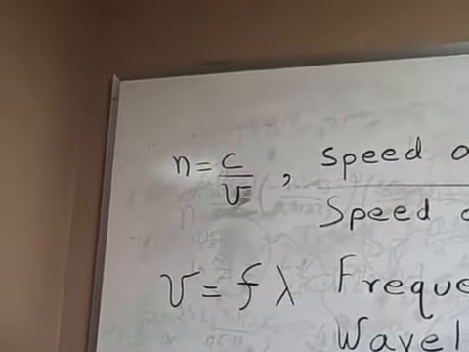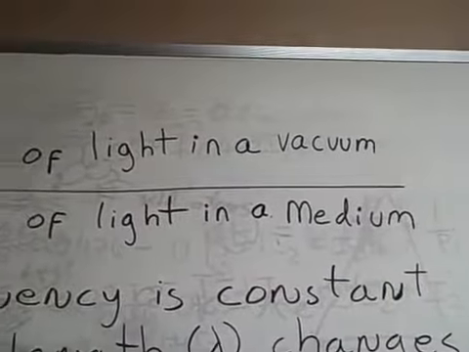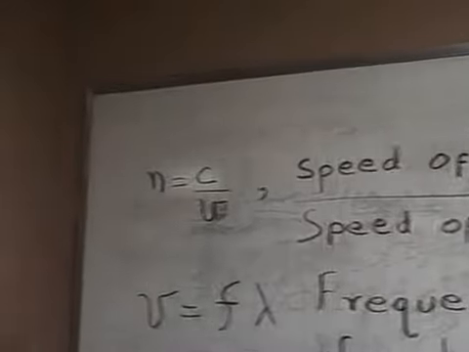We're going to do a demonstration on the refraction and dispersion of light. First, a little theory. The speed of light in a material is less than the speed of light in a vacuum. The index of refraction, n, is equal to the speed of light in a vacuum over the speed of light in a medium, or n equals c over v.